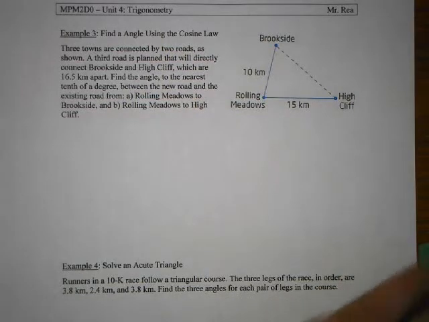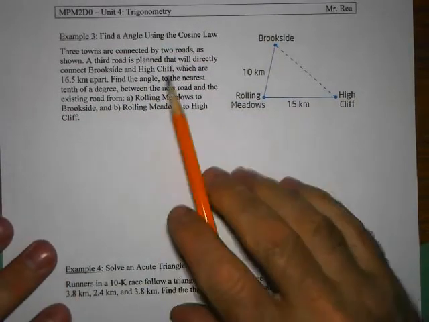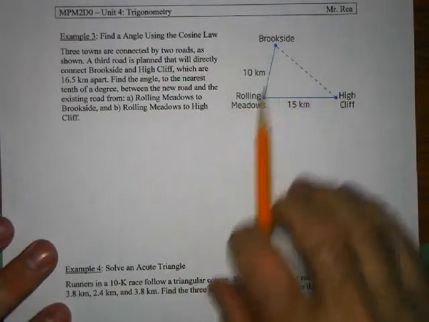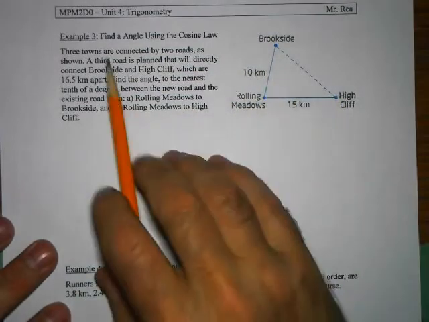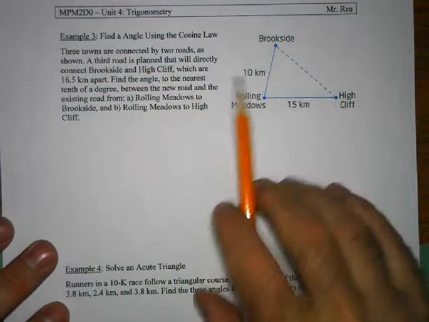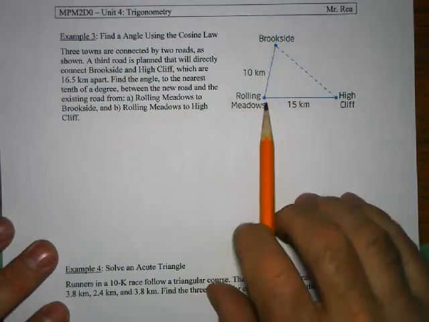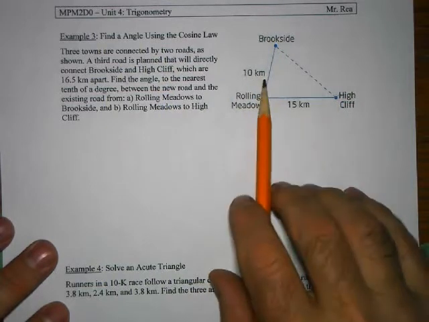We've got these three towns here. Three towns are connected by two roads as shown. So Brookside to Rolling Meadows to High Cliff. We've got the measurements there.